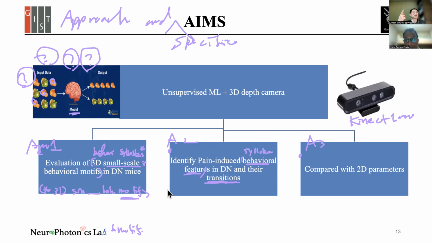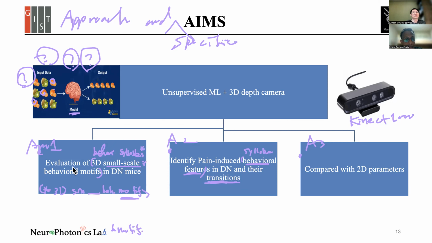Diabetic mice, yes. Identifying which ones are maybe important. And second is identifying the pain induced. So the first one is more like application of MOSIC to our model. Yeah, exactly. Application of MOSIC in our DN mouse model.